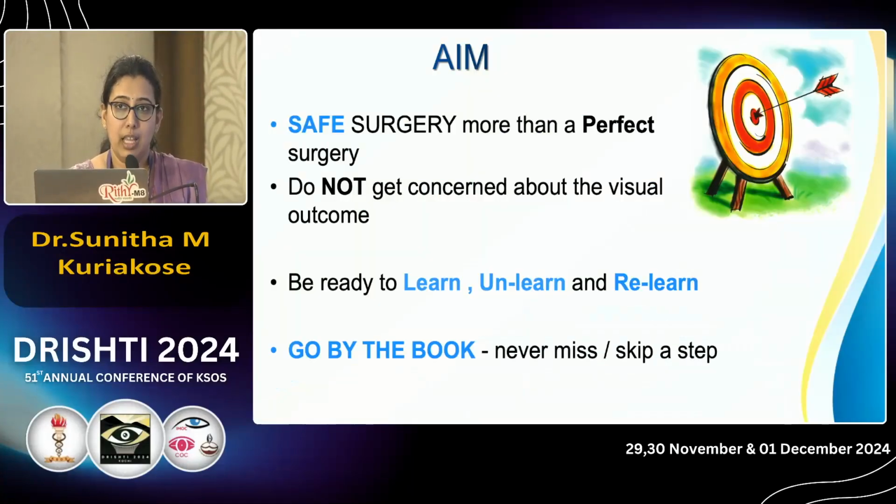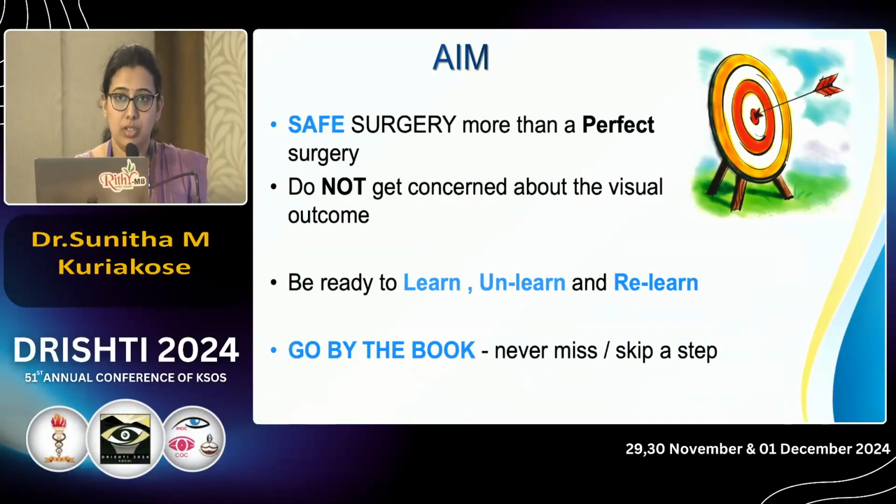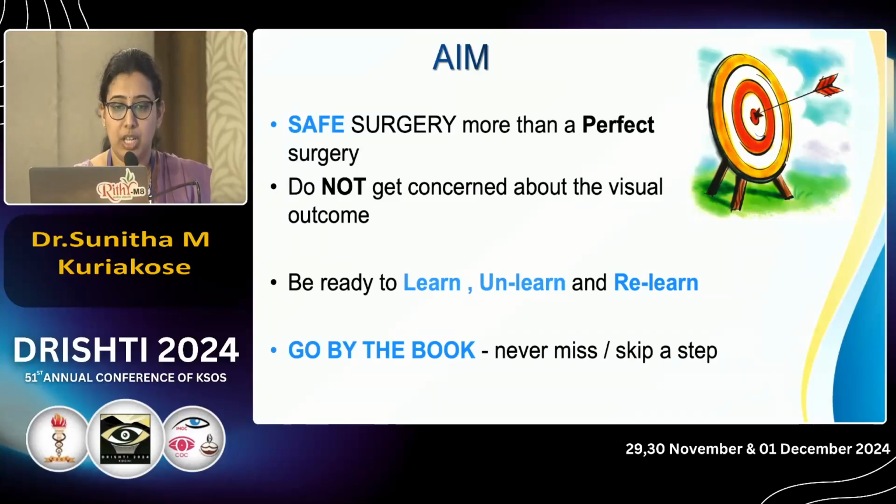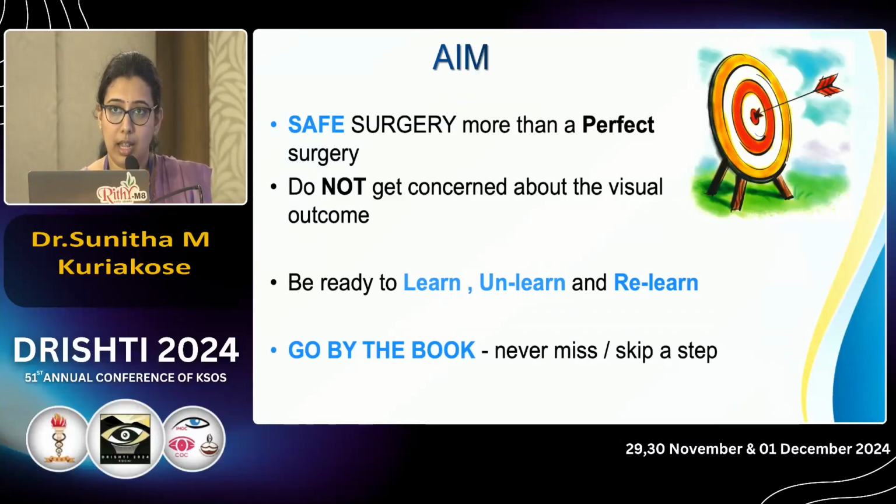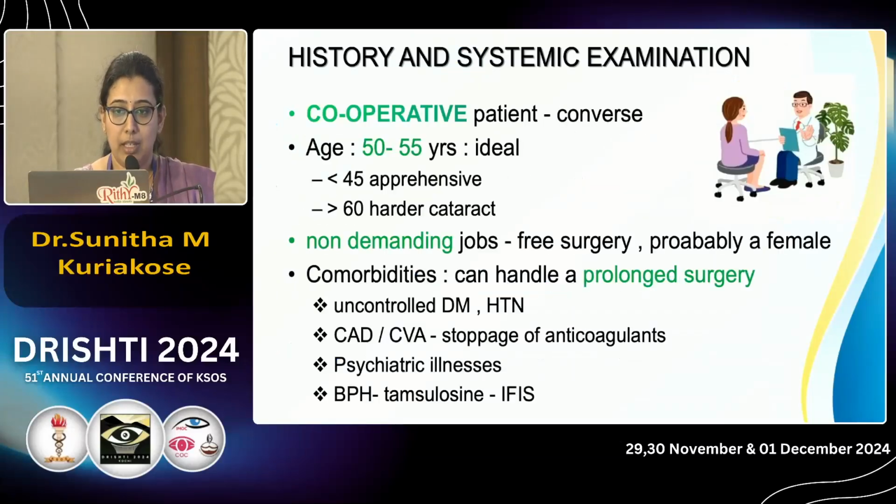Always, the aim of a surgery during our inexperienced stage is to have a safe surgery more than a perfect surgery. We are not concerned about the actual visual outcome, but we need a safe and good surgery. So, we must be ready to learn, unlearn, and relearn what we have already done. Always go by the book. That is, never miss or skip a step. Don't take any shortcuts. The first important thing is history taking and the systemic examination.